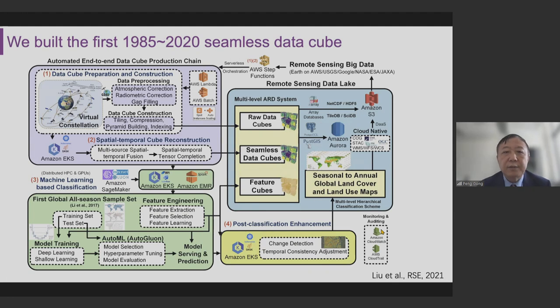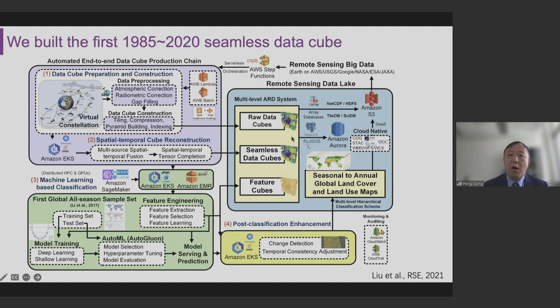So with millions of Landsat images from 1985 to 2020, we developed a seamless data cube. This actually involved data cube preparation and spatial temporal cube reconstruction. That means you have missing data, you have to fill it. You have gaps, you have to fill them. Some of the concepts I already mentioned. Then we pull all the data into a remote sensing data lake, and we also need to prepare the samples and extract features, and eventually we can apply the algorithm to the data lake to derive the classification results, and allow us to do post-classification processing.